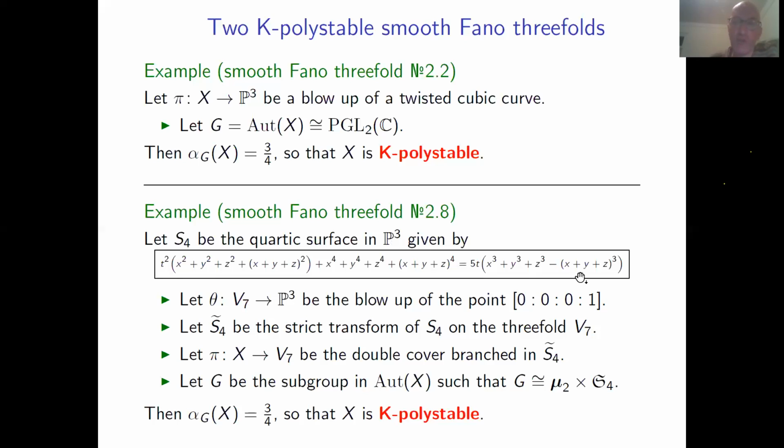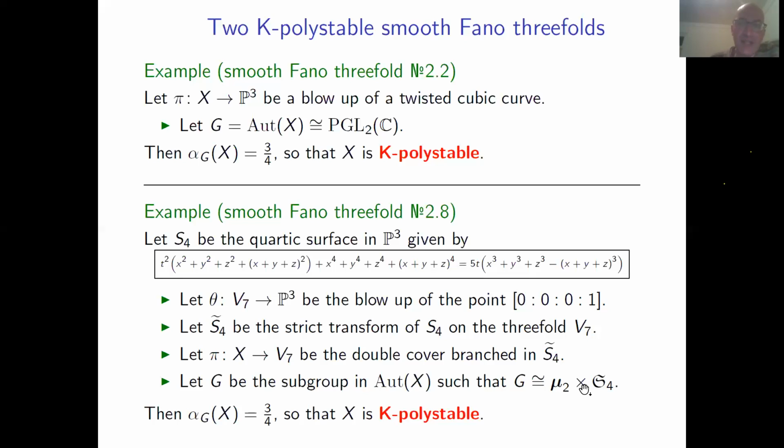And the action of the group S4 lifts to the blow-up. And this is traditionally called V7. V7 is a blow-up of P3. So this V7 is an unstable, very unstable Fano threefold. But now we take a double cover of this unstable threefold, branched in this quartic surface.